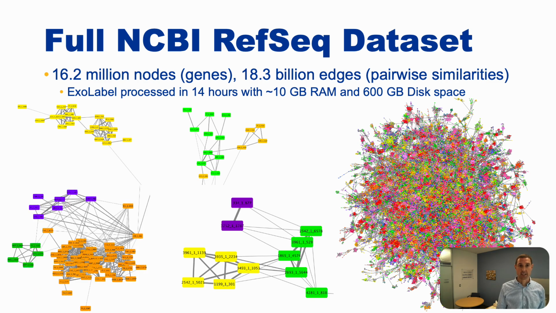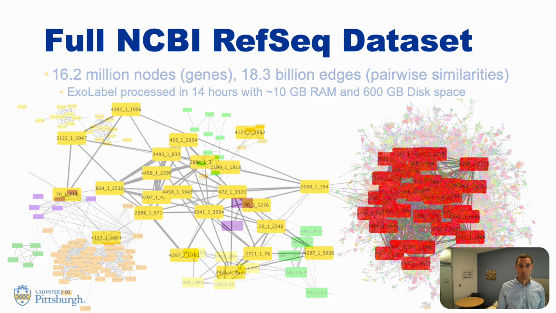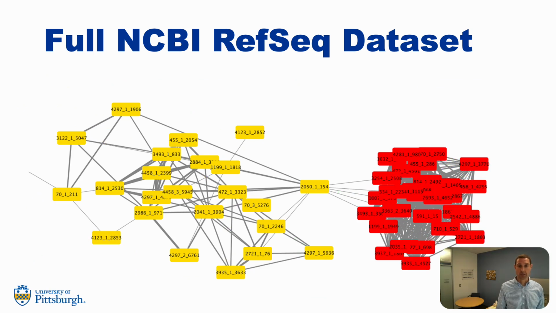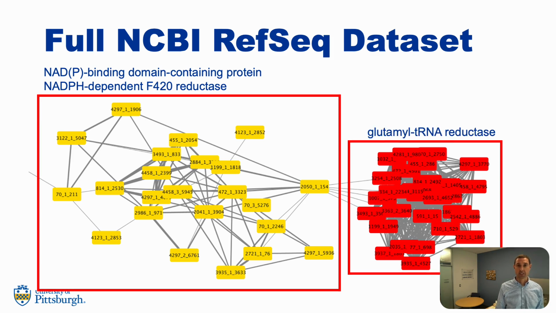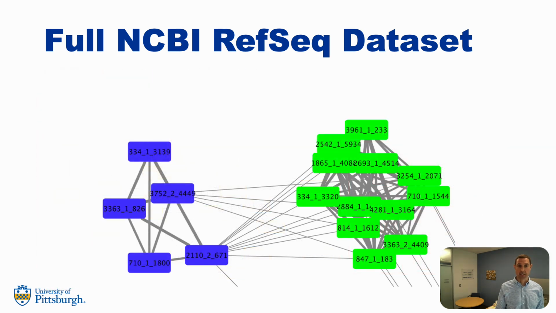And we can zoom in on different clusters, communities within this network, and look at what their functional annotation is. So here's an example of a couple of communities that are connected by weak edges, where the edge strength is represented by the thickness of the edges. These 2 different communities that ExoLabel picks out of this graph have different annotations, as you might have hoped for. And we see this pattern over and over again.